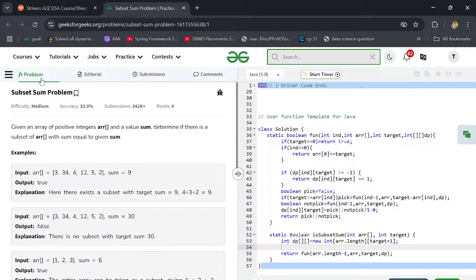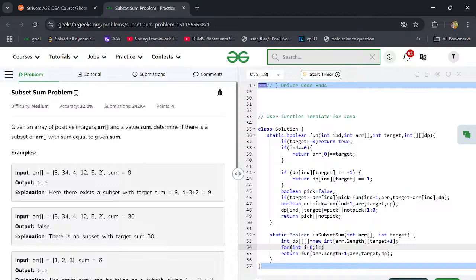How can we solve this? Let's write a base condition. Whenever the index equals 0, whatever the target is doesn't matter. If index equals 0, array of 0 is equal to target. For target equal to 0, for every index you have to make it 0, right? Int i equals 0.